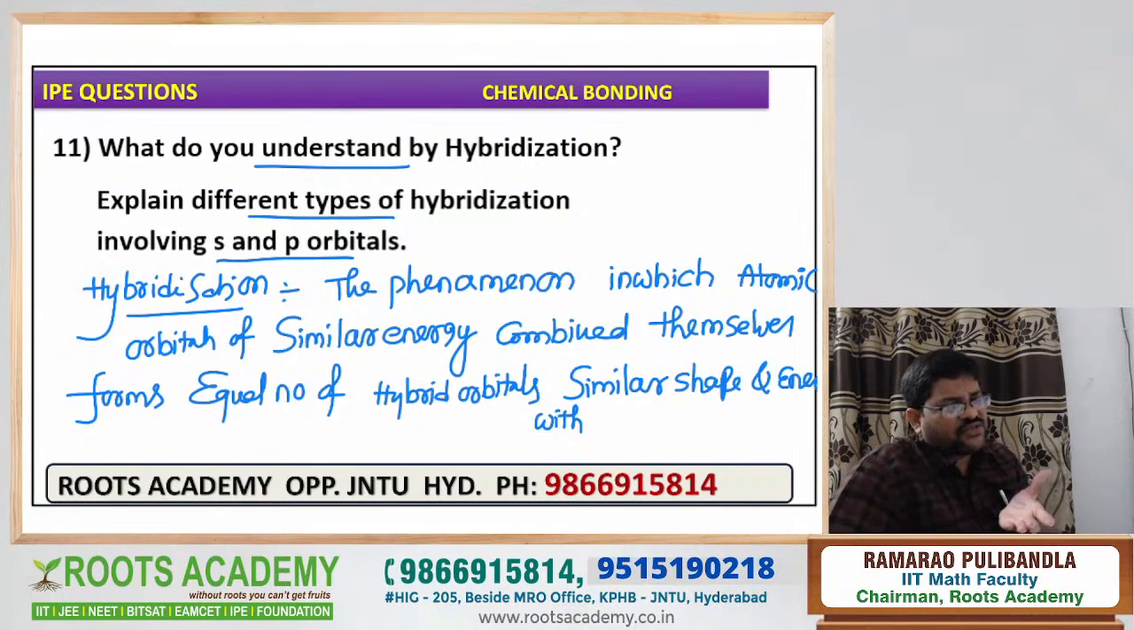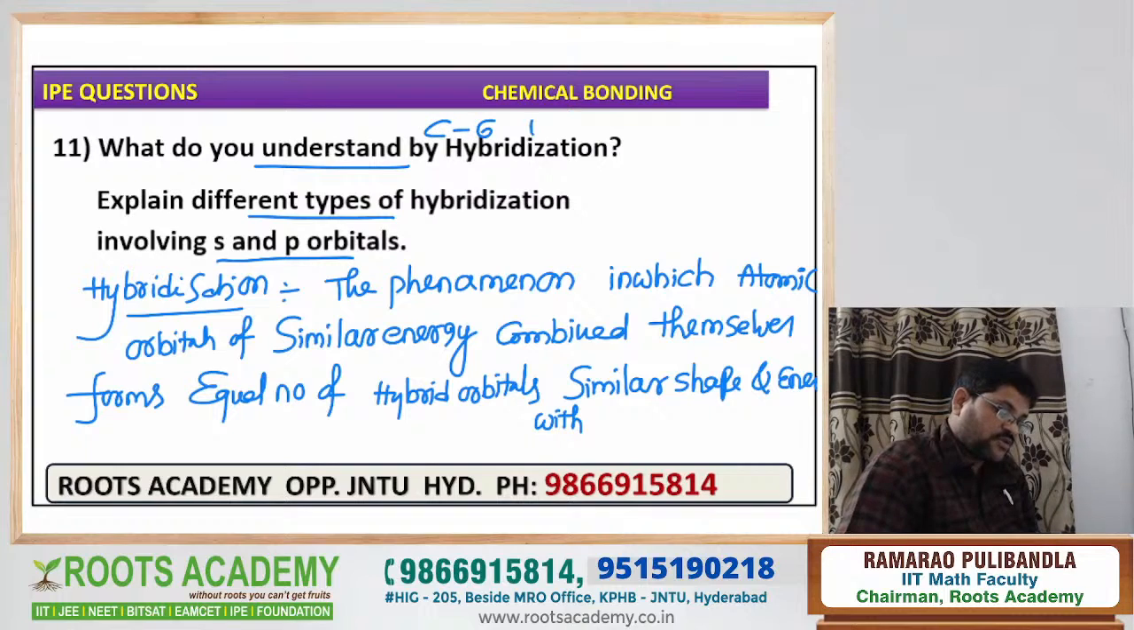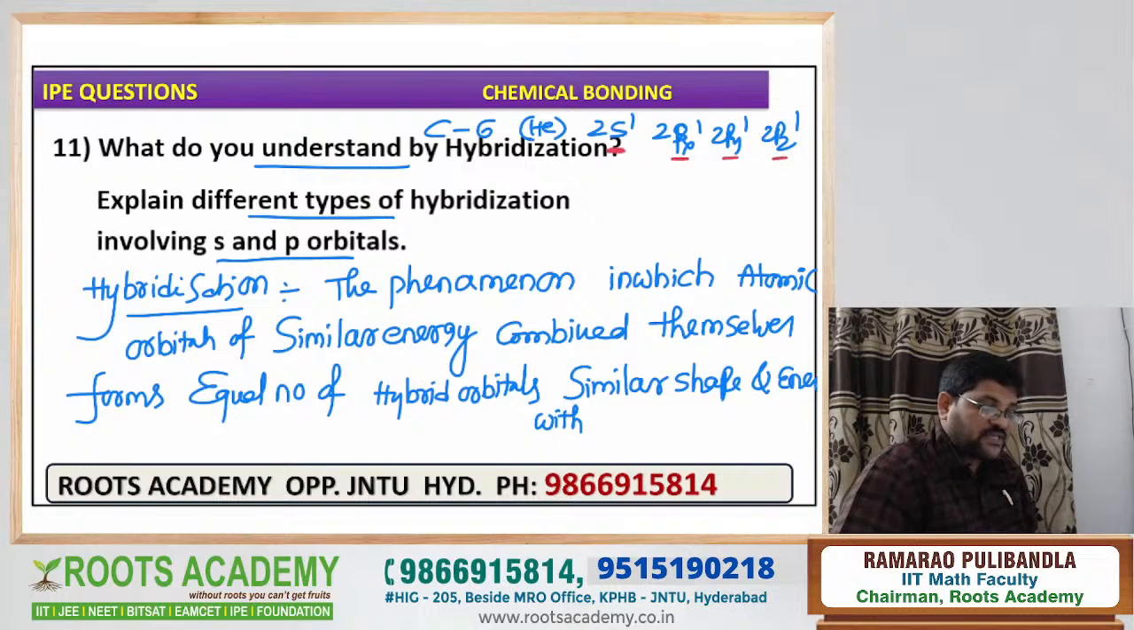You take the configuration of the element; in the valence shell, atomic orbitals are there. See, a simple example, take carbon. Carbon atomic number is 6. In the first excited state, you write helium 2s1, 2px1, 2py1, 2pz1. Now in the valence shell, s orbital, px, py, pz are available in the same valence shell.